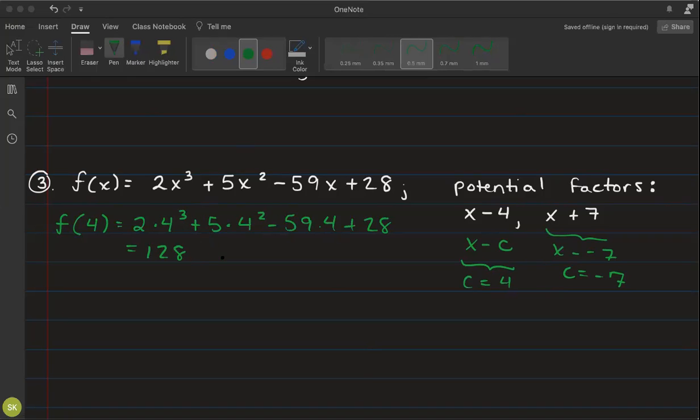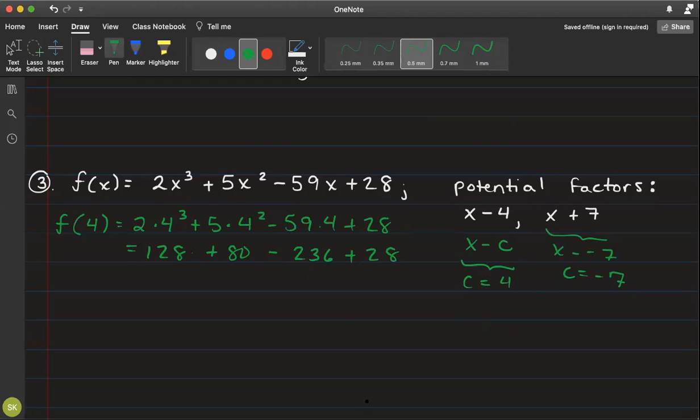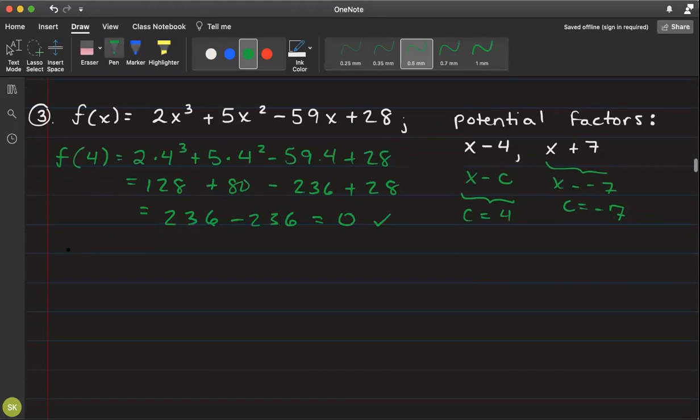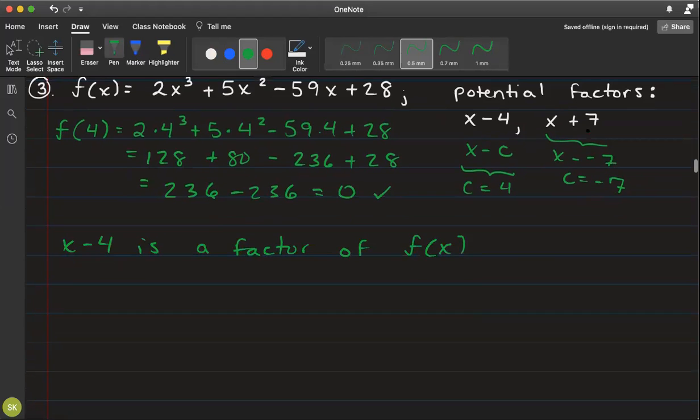This is 80. Then 59 times 4 is 236. Okay. I'm going to add up the positive numbers and see if I get 236. So 128 plus 80 plus 28 is 236. So this is equal to 236 minus 236, which is 0. So we have no remainder when we divide by x minus 4. So x minus 4 is a factor of f of x.